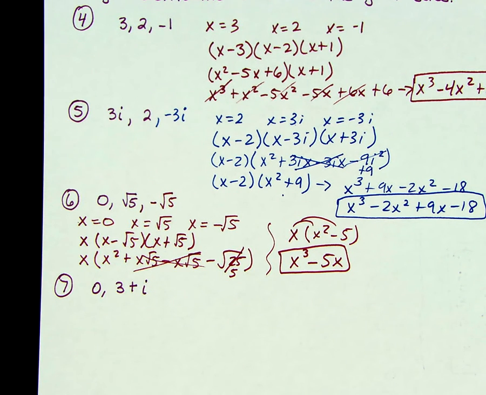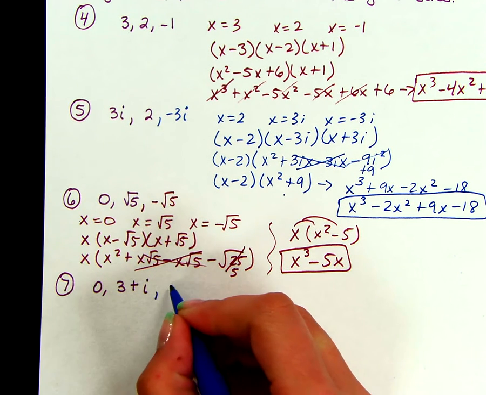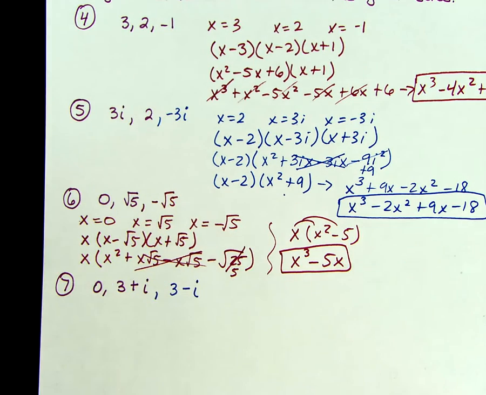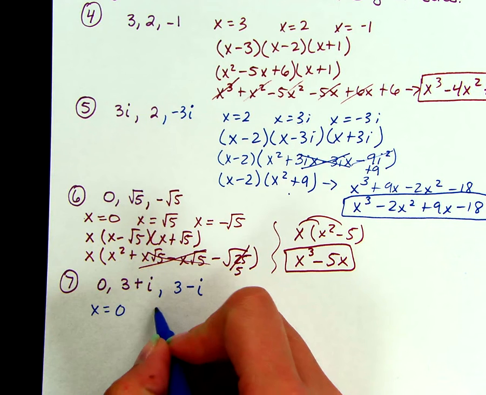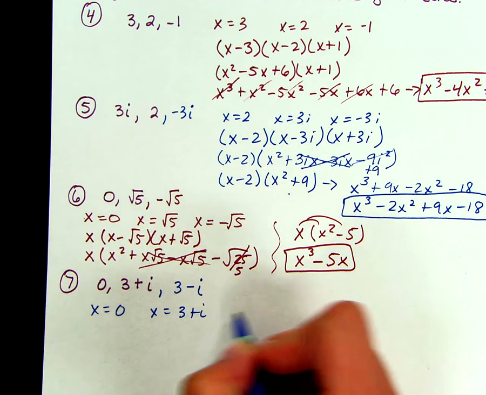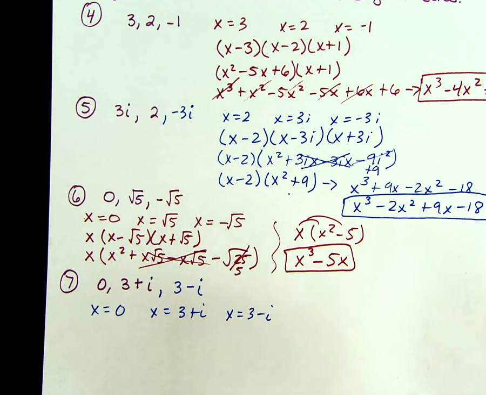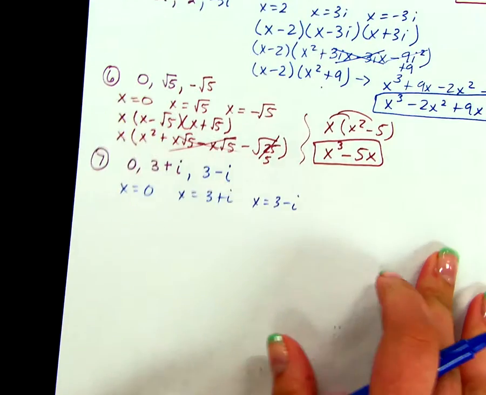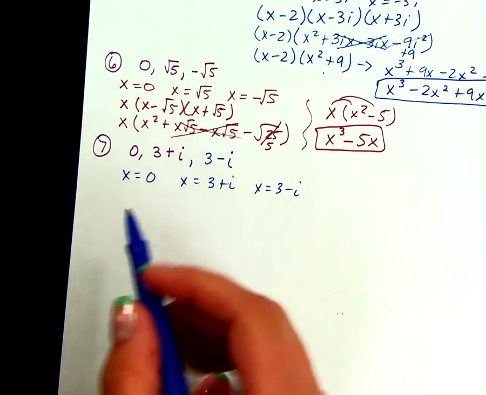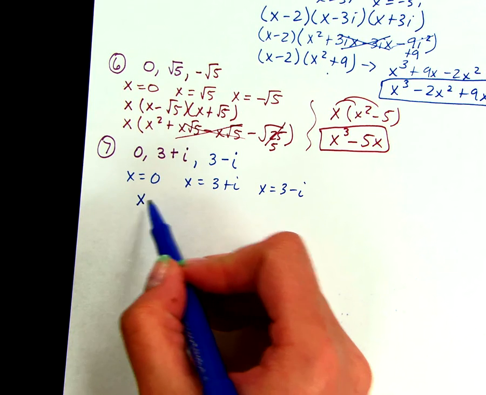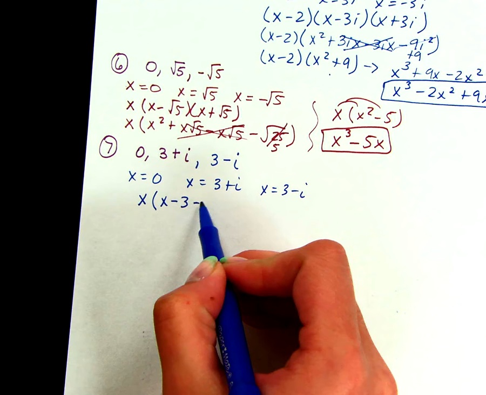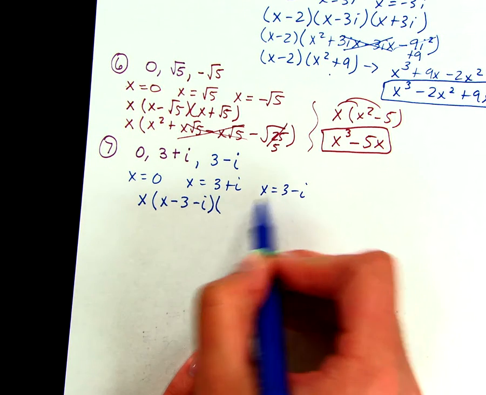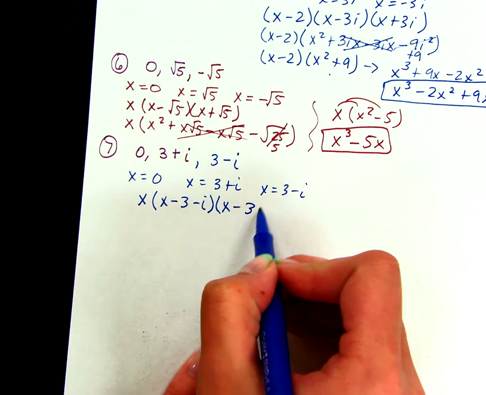All right, and the last one. So again, same ideas. So we are also assuming that 3 minus i is an answer to this. Okay. So we would have x equals 0, x equals 3 plus i, and x equals 3 minus i. So again, we're going to move everything to be on the same side as x. So since there's nothing to move on this one, we're just going to have an x by itself. And then here we need to subtract the 3 and then subtract the i. The second one we are subtracting the 3 and then we have to add the i.